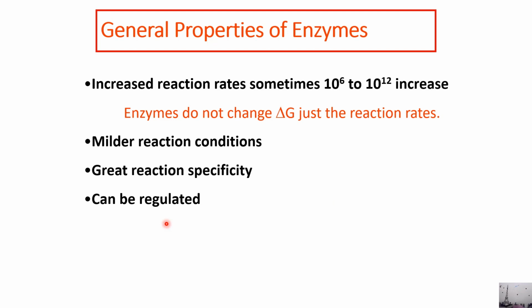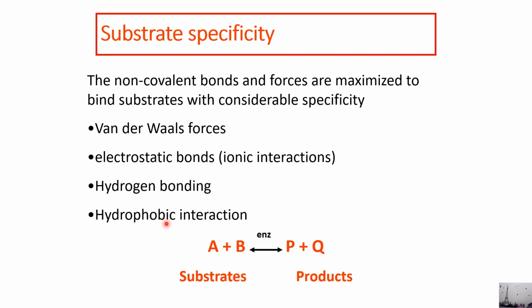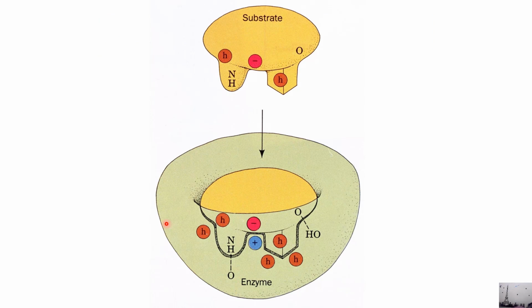So what are the general properties of enzymes? Increased reaction rate, sometimes a 10 to the power 6 to 12 increase. They increase the reaction rate, but they do not change the Gibbs energy, the delta G. When an enzyme is present, the reaction can move forward in milder conditions. There is reaction specificity, and it can be regulated as well. Now, non-covalent bonds and forces are maximized to bind substrates with considerable specificity. There are various bonds such as van der Waals, electrostatic, hydrogen bonding, and hydrophobic interactions.